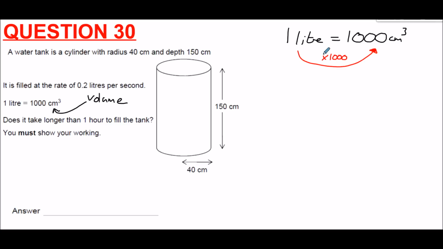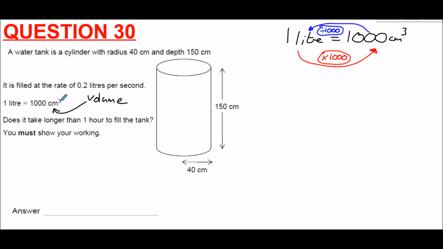Remember, if one of the numbers is 1 and the other number in the conversion relationship isn't 1, it's always a case of multiplying or dividing by the number that isn't the 1. That means if we go the other way around, from cm cubed to litres, we do the opposite thing. That would be dividing by 1000 to change from cubic centimetres to litres.